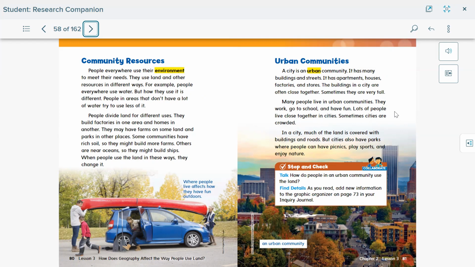Sometimes cities are crowded. In a city, much of the land is covered with buildings and roads. But cities also have parks where people can have picnics, play sports, and enjoy nature. So that's one community, urban communities. We know it's busy, there are lots of tall buildings, lots of factories, and maybe less space for people to do lots of outdoor activities, but still, the communities provide parks for people to enjoy their outdoor time.